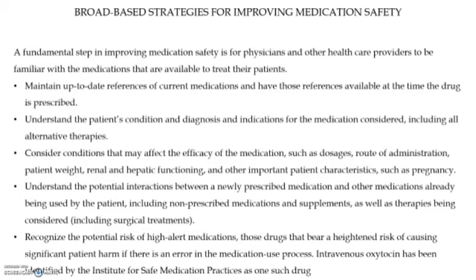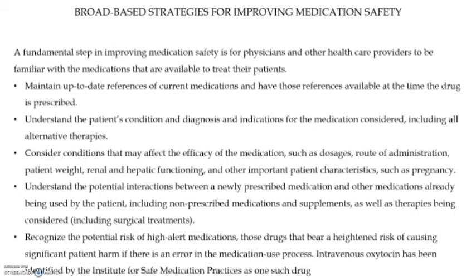A fundamental step in improving medication safety is for physicians and other healthcare providers to be familiar with the medications that are available to treat their patients. First, they should have complete knowledge of that particular medication so that they can treat the patients and prevent adverse effects better. They can do this by maintaining an up-to-date reference of current medications and having those references available at the time the drug is prescribed, and understanding the patient's conditions and diagnosis and indications for the medication considered, including all alternative therapies, and considering conditions that may affect the efficacy of the medication, such as dosage, route of administration, patient weight, renal and hepatic functioning, and other important patient characteristics such as pregnancy, age, etc.